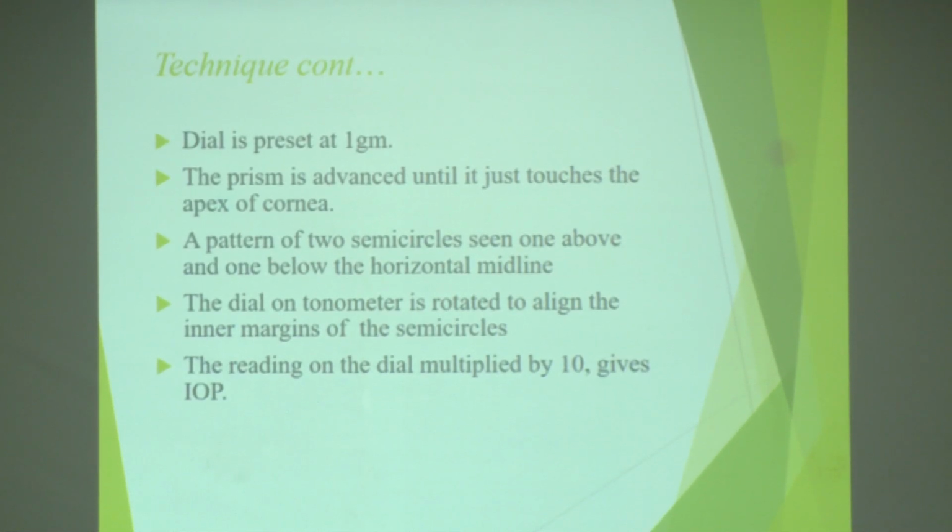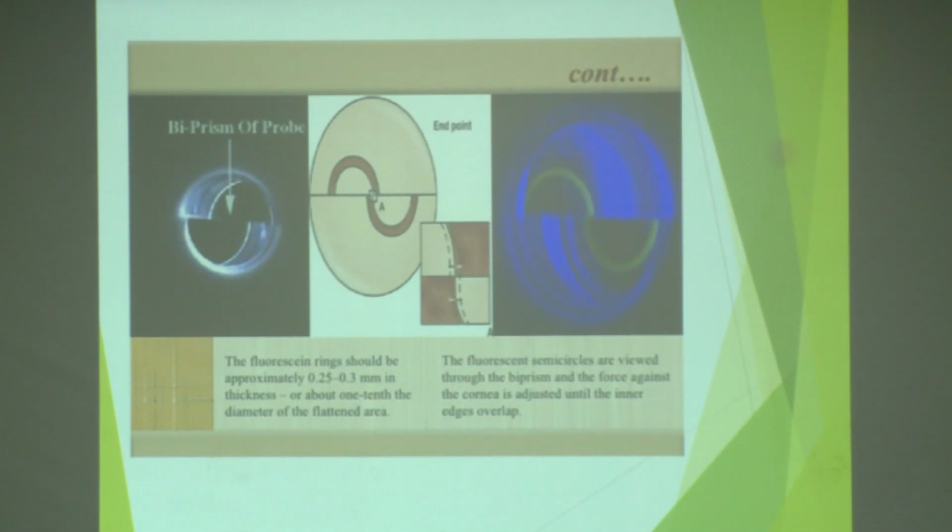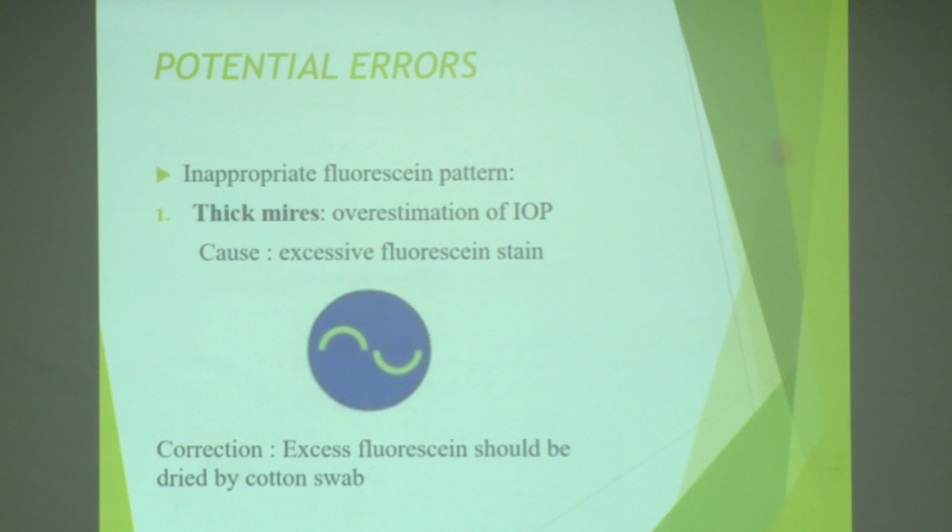A pattern of two semicircles is seen, one above and one below the horizontal midline, and the dial on the tonometer is rotated to align the inner margins of the semicircles. That is important. And this is about the semicircles and biprism of the probe. This is important. Sometimes we see thick mires, and that will lead to overestimation of the IOP, and it is due to excessive staining with the fluorescein stain. To correct this, the excessive fluorescein should be washed out.